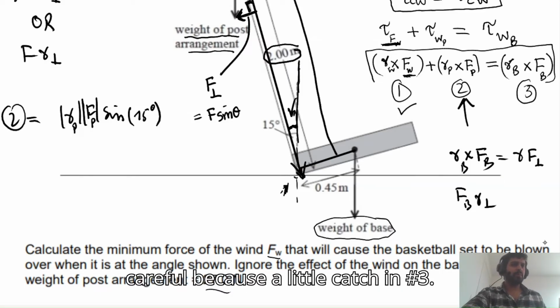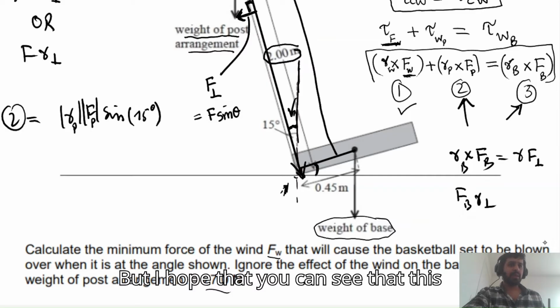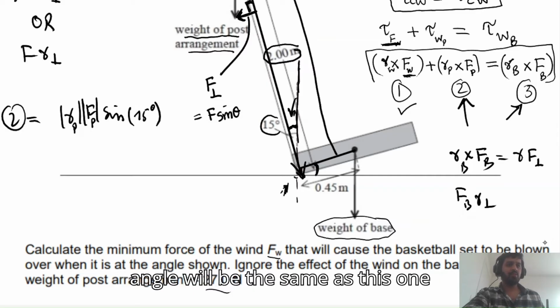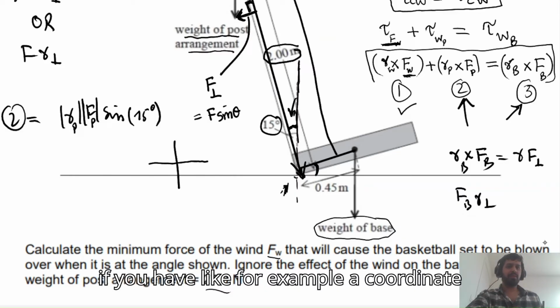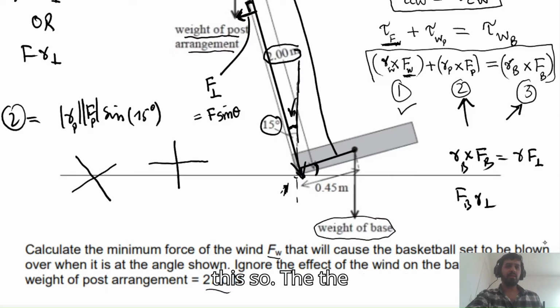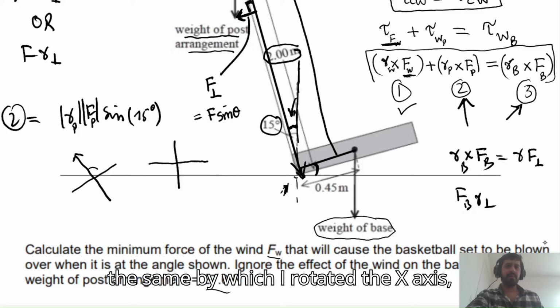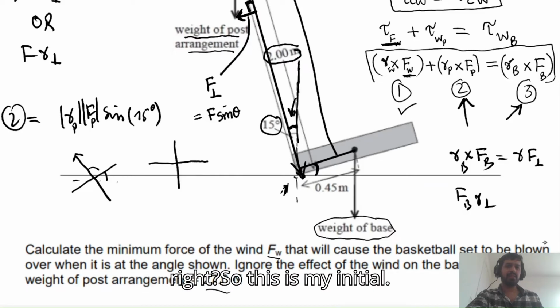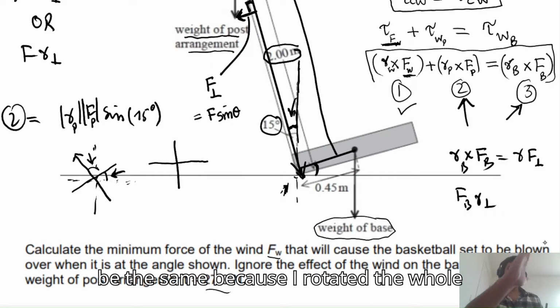But you have to be careful, because a little catch in number 3 is that you are not given this angle. But I hope you can see that this angle will be the same as this one, because the whole system is rotated. So if you have, for example, a coordinate system and I rotate the whole thing like this, the angle by which I rotated the y-axis is the same as the angle by which I rotated the x-axis, right? So this is my initial. This angle and this angle will be the same because I rotated the whole thing.